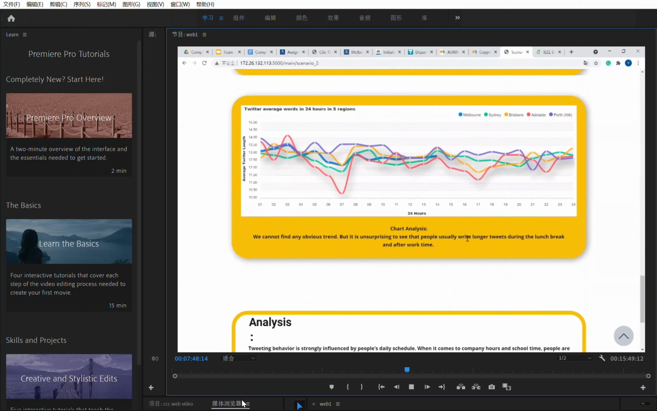The last plot is about Twitter average words in 24 hours in 5 regions. This plot doesn't have any obvious trend, but it's surprised to see that people usually write longer tweets during the lunch break and after work time.